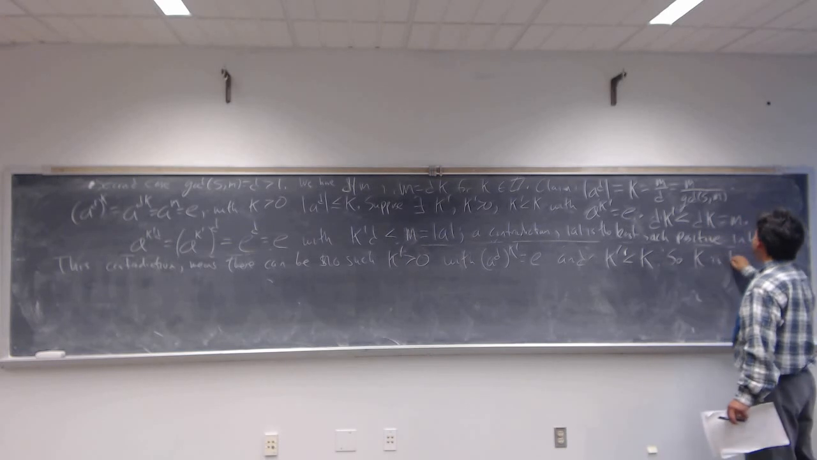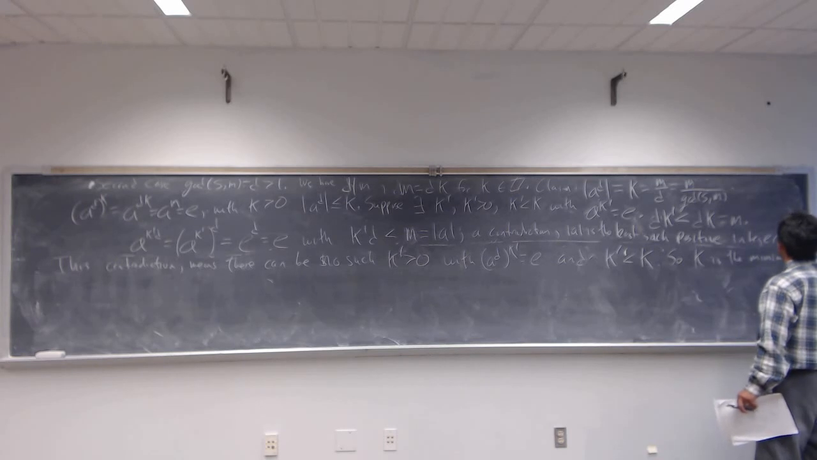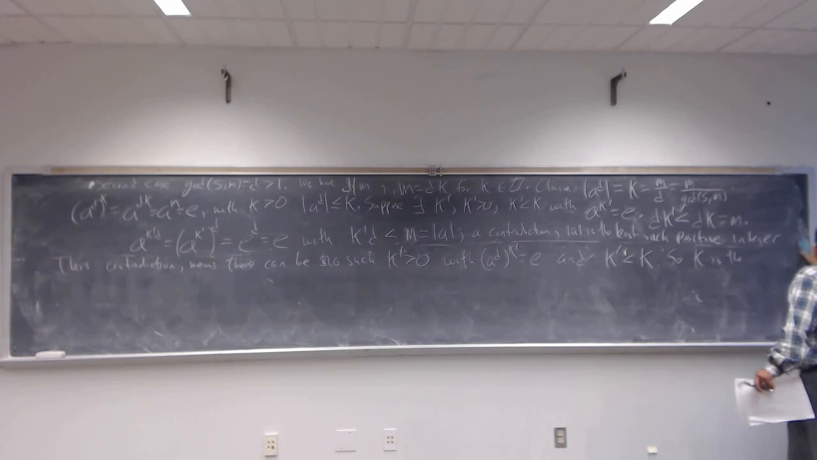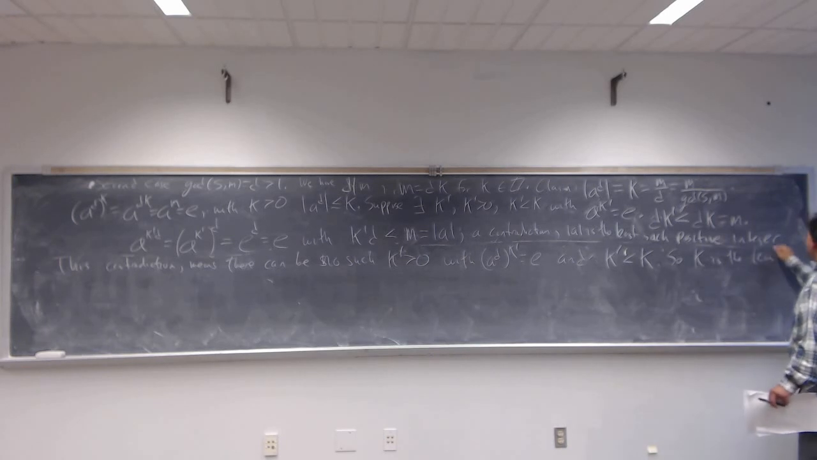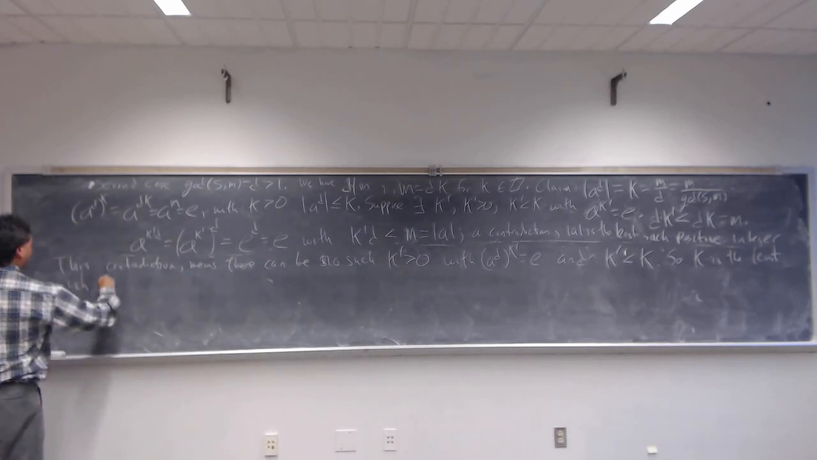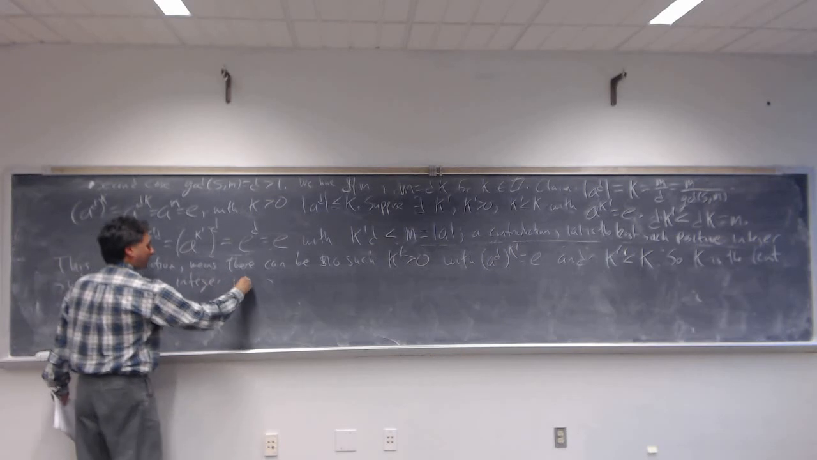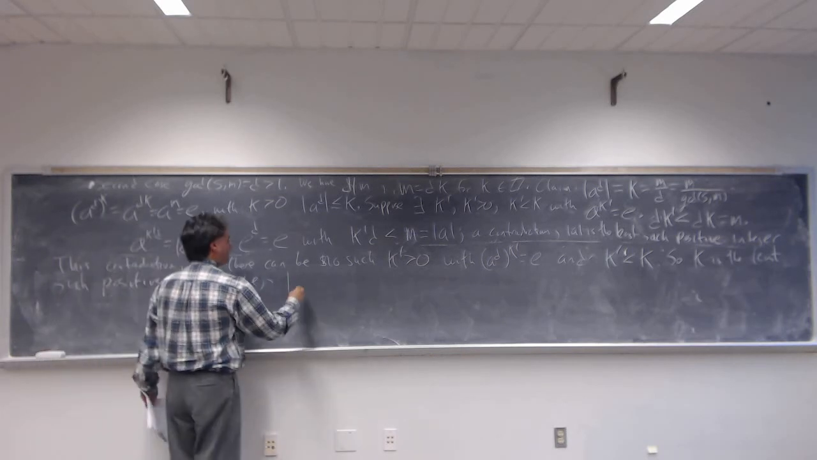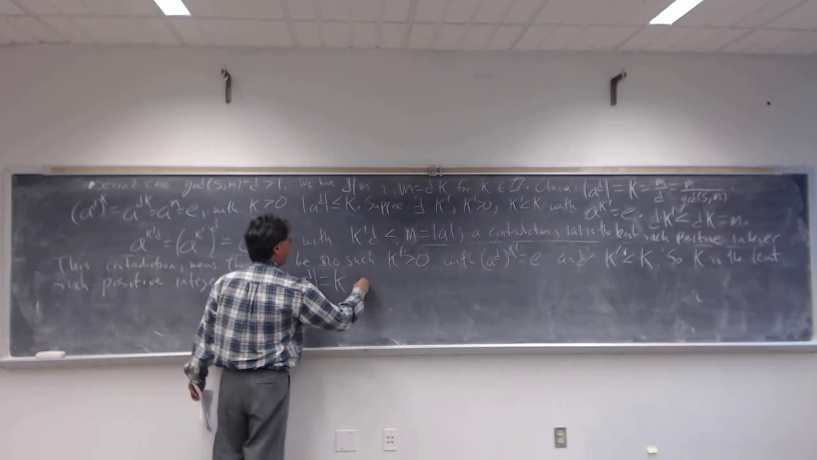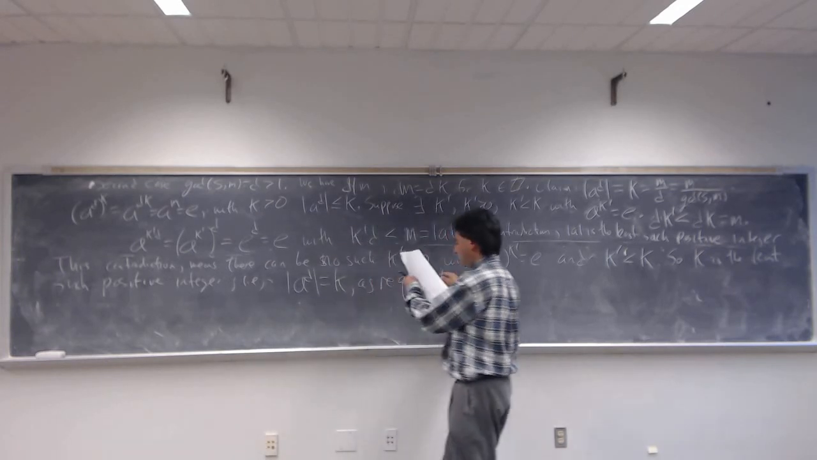So k is the minimum, or the least, I like least, such positive integer. That means the order of a to the d has to equal that k, as required.